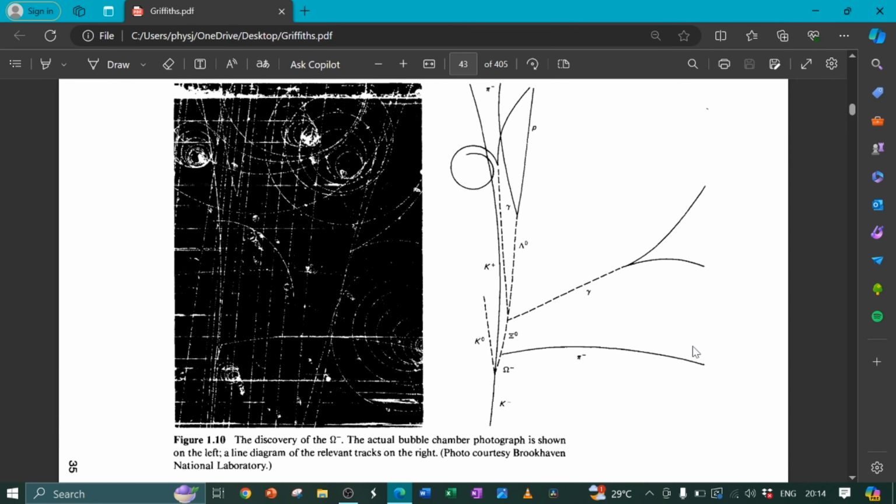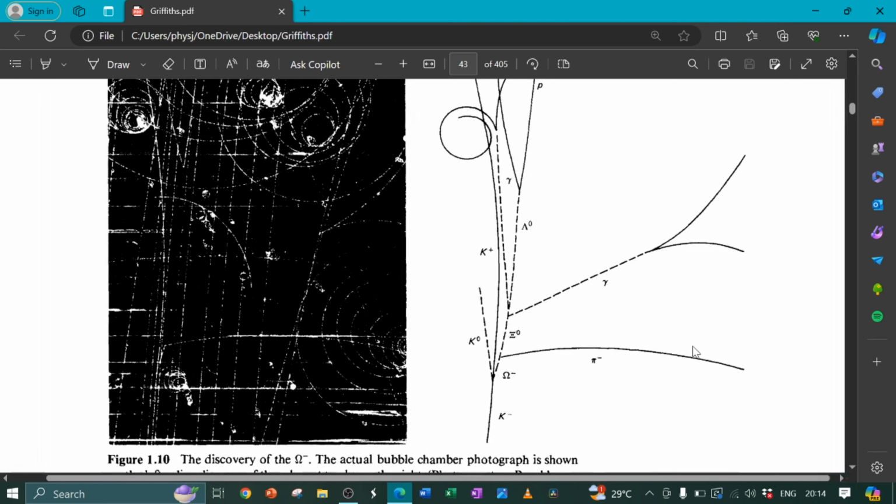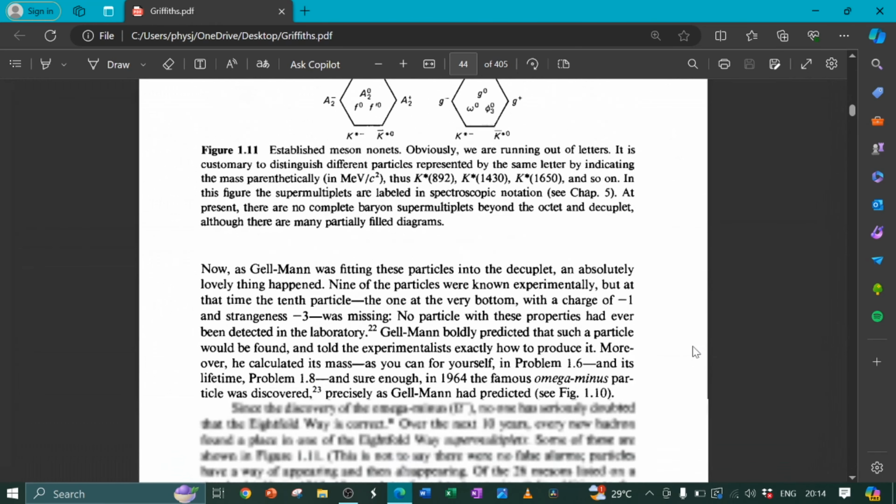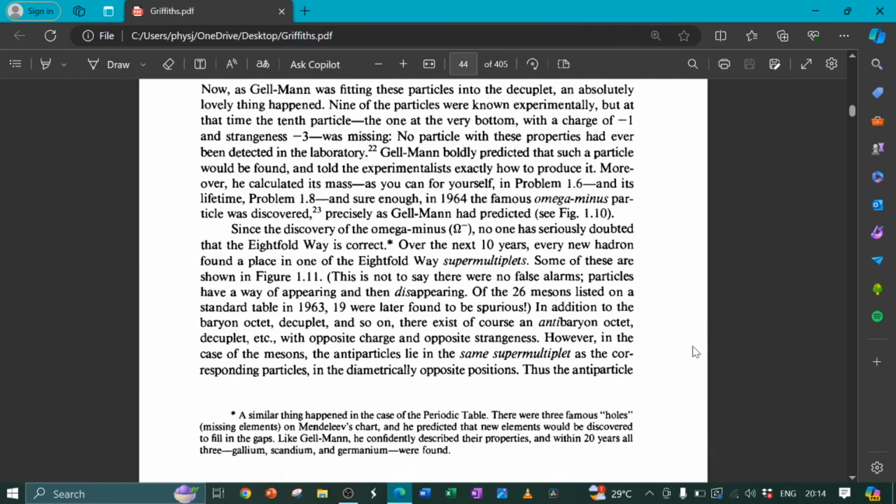Figure 1.10. The discovery of the omega-minus. The actual bubble chamber photograph is shown on the left, a line diagram of the relevant tracks on the right. Photo courtesy Brookhaven National Laboratory. Since the discovery of the omega-minus, no one has seriously doubted that the Eightfold Way is correct.